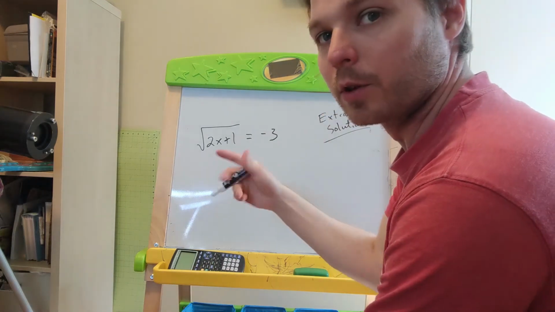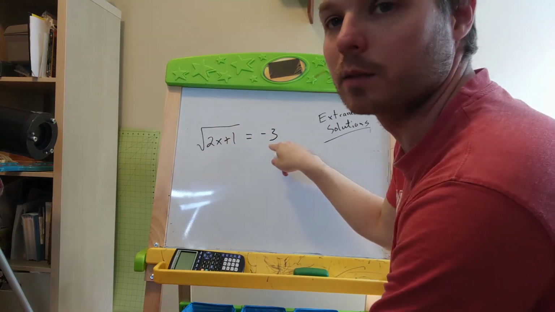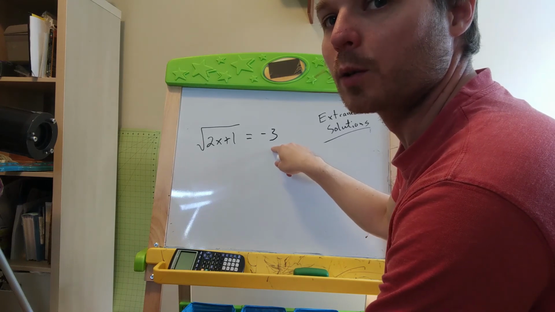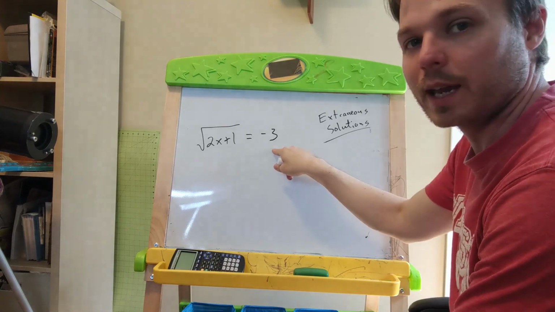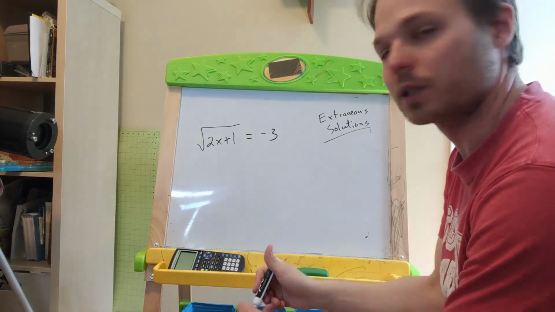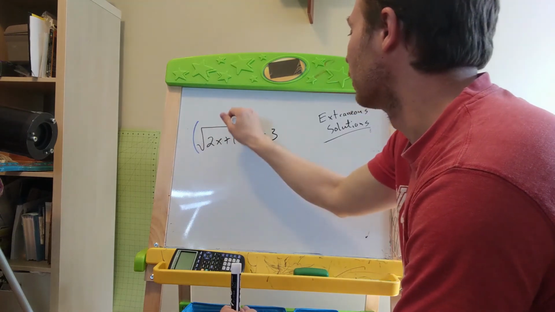Now, if you're clever, you'll realize that this can't have a solution, because if you ever take the square root of something, it has to be 0 or higher. You'll never get a negative answer out of a square root. So you know that this can't have a solution, but let's say you don't see that, you're just plowing through and doing the algorithm. So what happens is you square both sides.